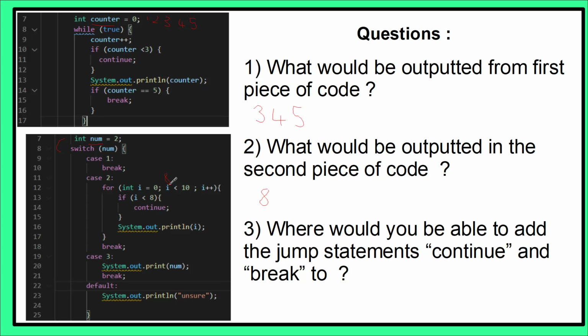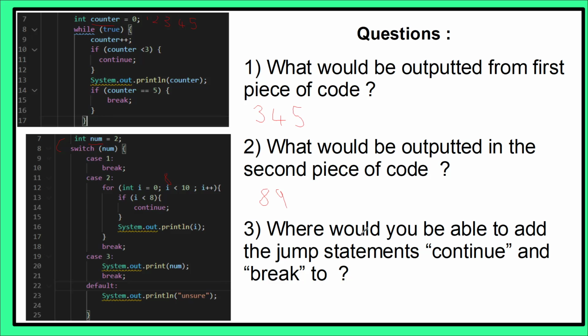We'll do 9. 9 is less than 10, but 9 is not less than 8. So we go down and we print 9. And then we go to 10. 10 is not less than 10. So we break that for loop and then break that switch statement. So the result of 2 should be 8, 9.